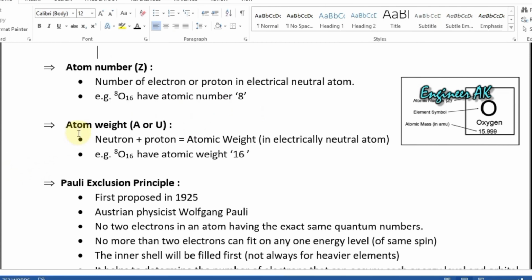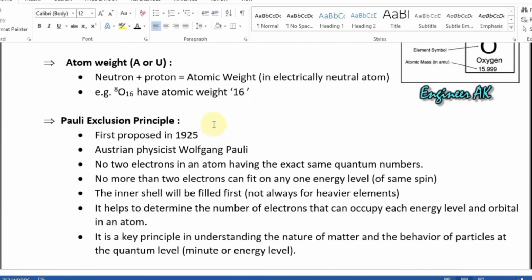The next term is atomic weight or atomic mass, represented by A and also by U, and it is the neutrons plus protons in an electrically neutral atom. Taking the same example of oxygen, we have atomic weight or atomic mass 16, and that is its atomic weight, and that is its atomic number.